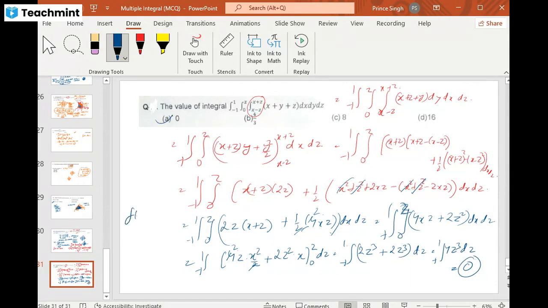Because if f of minus x is equal to minus f of x, it means your function is odd. And in the case of an odd function, the integral from minus a to a of f of x dx is equal to 0. So even if you solve this integral of z cube, z power 4 by 4, minus 1 power 4 is 1 and 1 power 4 is also 1. So this integration is 0.